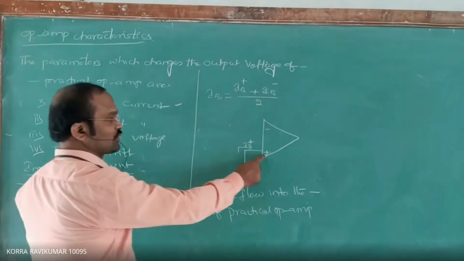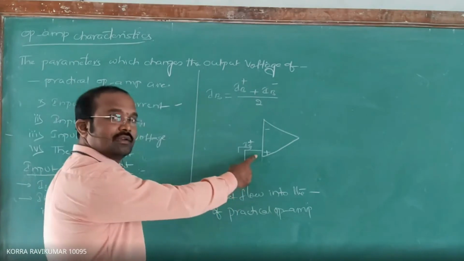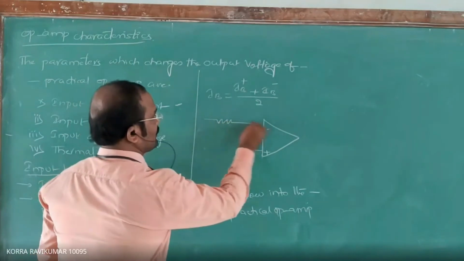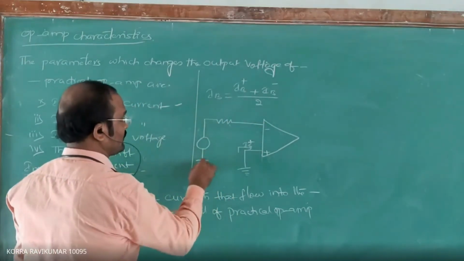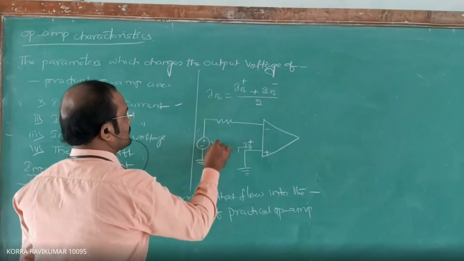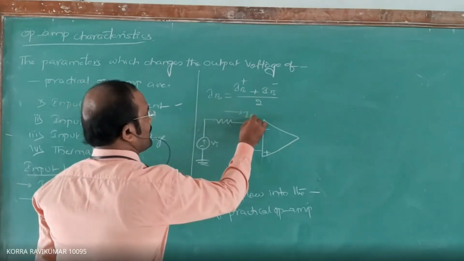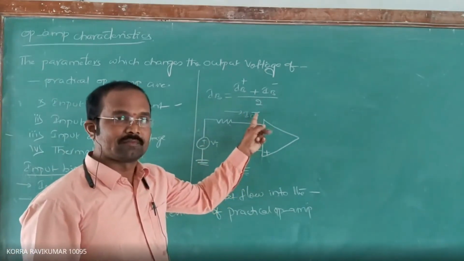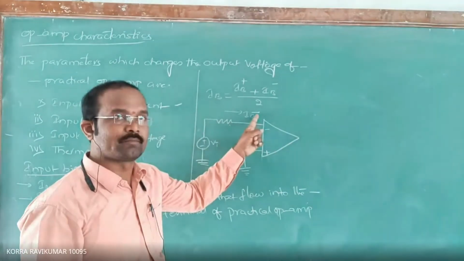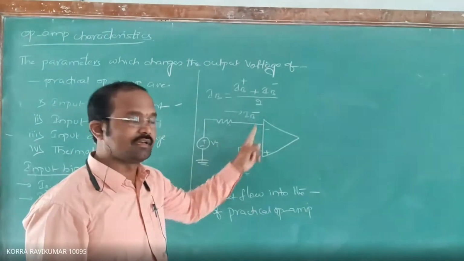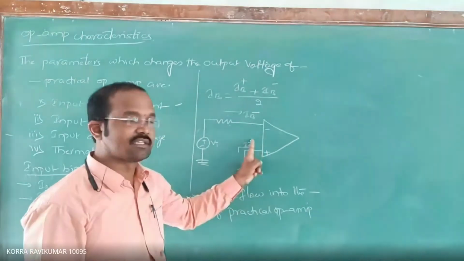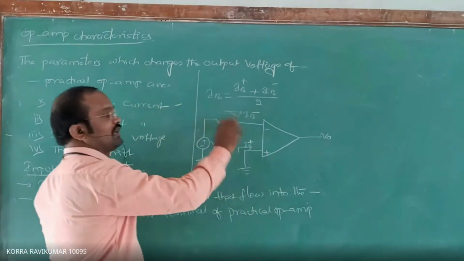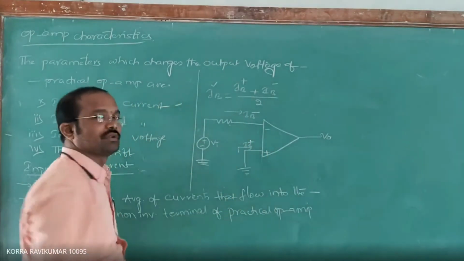The current which is flowing through the non-inverting terminal is IB plus current, and the current which flows through the inverting terminal is IB minus current. Here the suffix is plus or minus, so minus represents inverting current, plus represents non-inverting current. The average of these two currents is nothing but the input bias current.